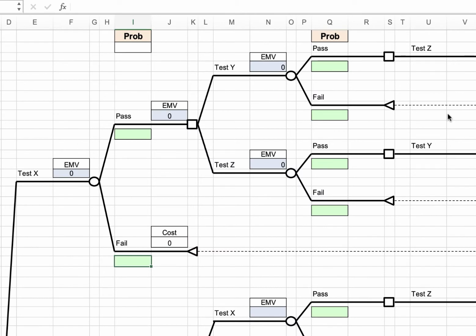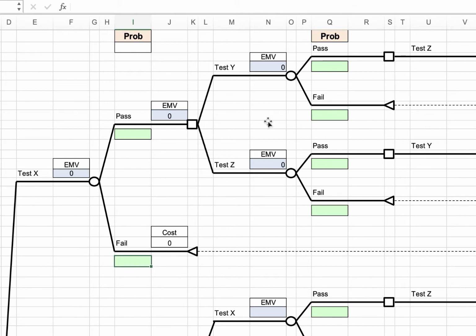Our next example problem in Lesson 5 is a decision tree problem. Here we are trying to determine the best sequence for testing 3 components on a printed circuit board. So this is a quality control application. If any one of the components on the circuit board fails, the board has to be scrapped. It does not meet quality standards. So we need to decide the most cost-effective way to do these tests.